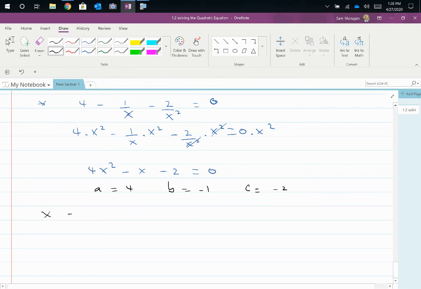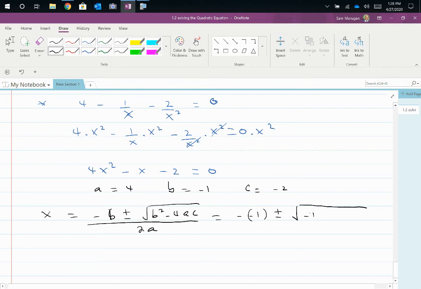X is equal to minus b plus or minus the square root of b squared minus 4ac divided by 2a. So take one whole step to do your substitution. This is minus -1 plus or minus -1 squared minus 4 times 4 times -2 over 2 times 4.